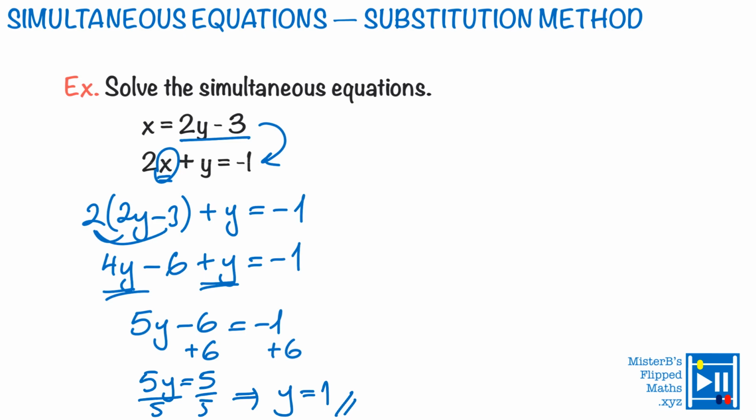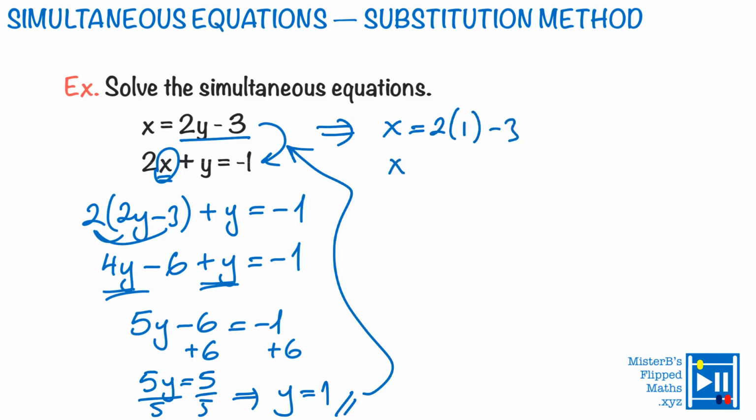Now that I have y equals 1, I can substitute it here in the first equation and get x. X equals 2 times 1 minus 3. So x is 2 minus 3, which is negative 1. As you can see, the second part of solving simultaneous equations does not differ. In elimination method, we have the same thing. Once we find the value of one of the unknowns, we just substitute to one of the equations and find the value of the other unknown. That part is the same. But in substitution method, we just get rid of one of the unknowns by substituting the other equation into it.